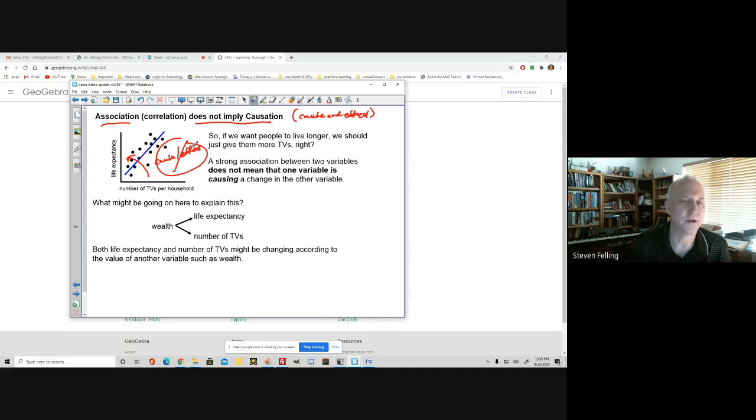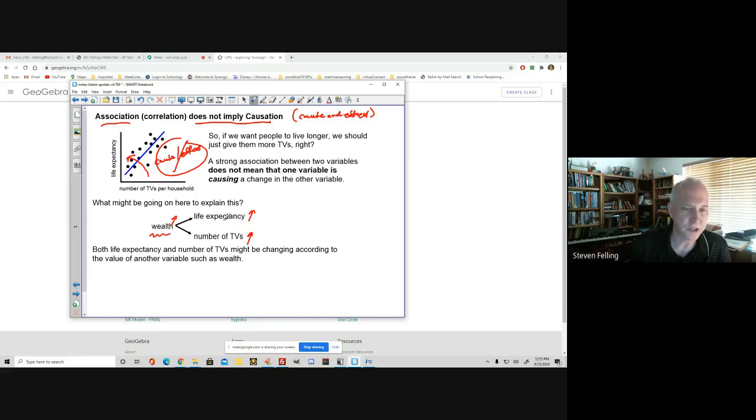So what's happening here? Well, there's something going on in the background, right? There might be another variable, like let's say wealth, that actually is affecting both the x and the y variable. So if you have higher wealth, then you can afford good medical care, you have good medical insurance, you go to the doctor regularly, you probably eat well, stuff like that, and your life expectancy goes up. So if wealth goes up, life expectancy probably goes up. And also, if you have more wealth, you probably have more TVs in your house.